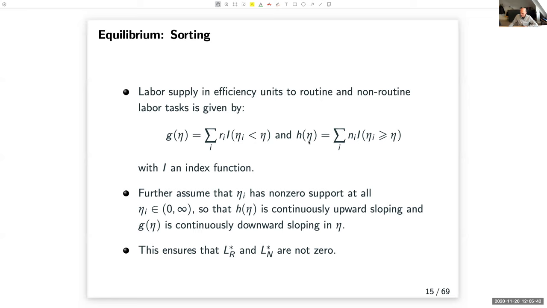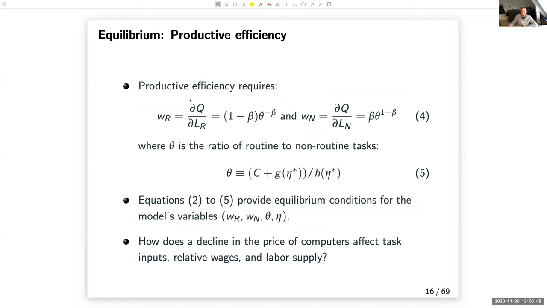Okay, so productive efficiency then requires that the wage is equal to the marginal product of routine labor tasks, which is just given by this derivative of the production function with respect to LR, where I've written theta now as the relative quantity of routine over non-routine tasks in the economy. And the same for non-routine labor. So in equilibrium, we must have that the wage is equal to the marginal product of non-routine labor tasks, which is just given by this expression here.